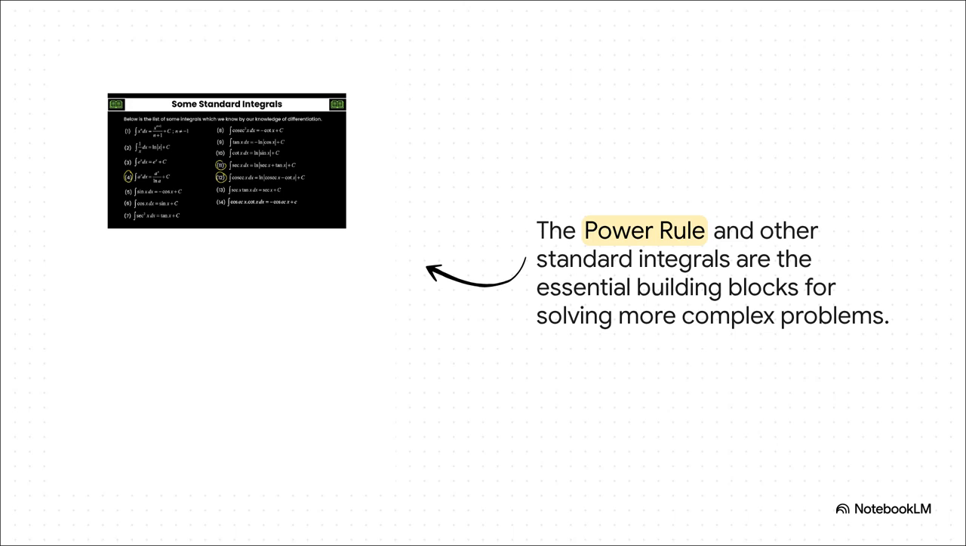Just like with differentiation, we start with a set of core rules. The most fundamental one is the power rule, just run in reverse. So we all know that taking the derivative of, say, x cubed gives us 3x squared. So to go backwards, to integrate x squared, we have to reverse the process. First, we bump the exponent back up to 3, and then we divide by that new exponent, 3, to cancel out the effect of the original differentiation. These basic reverse operations are our essential building blocks.